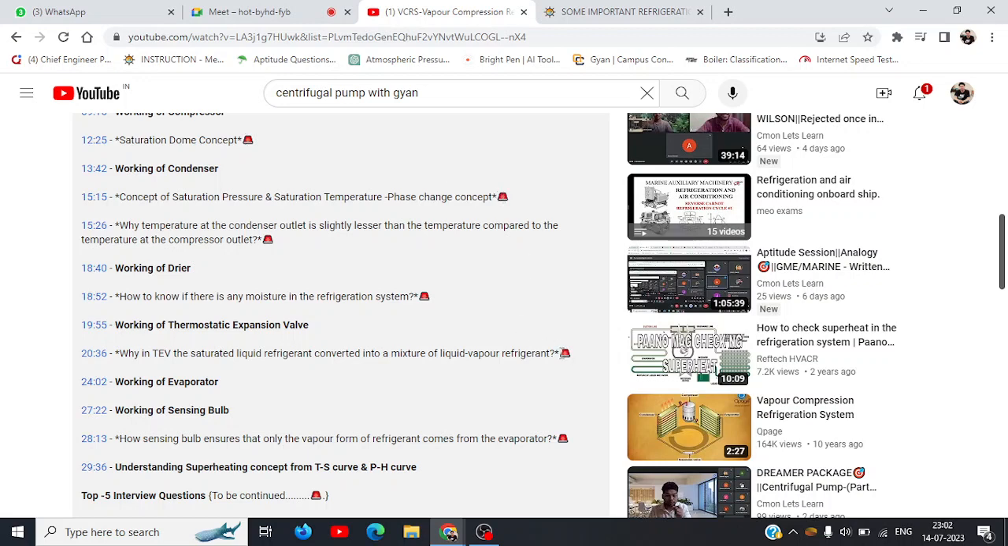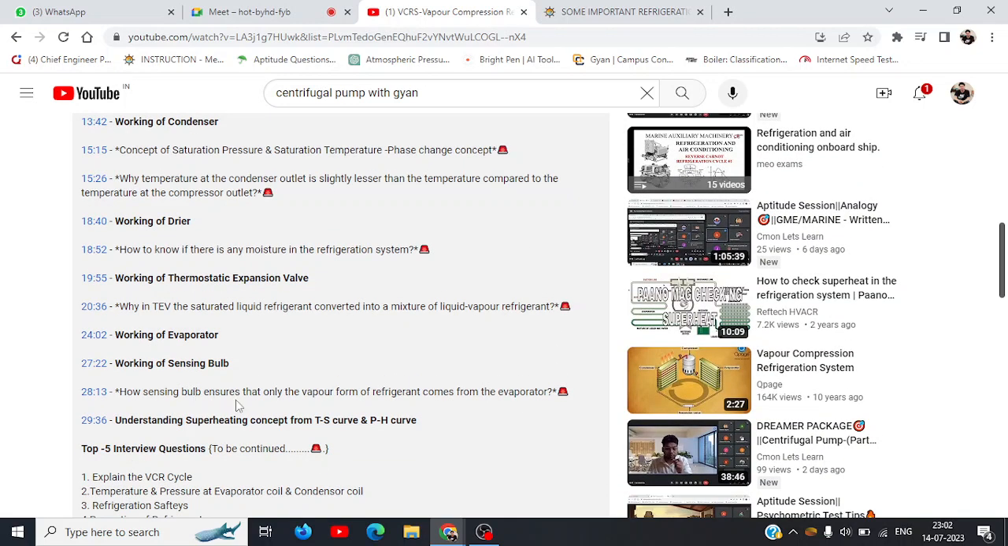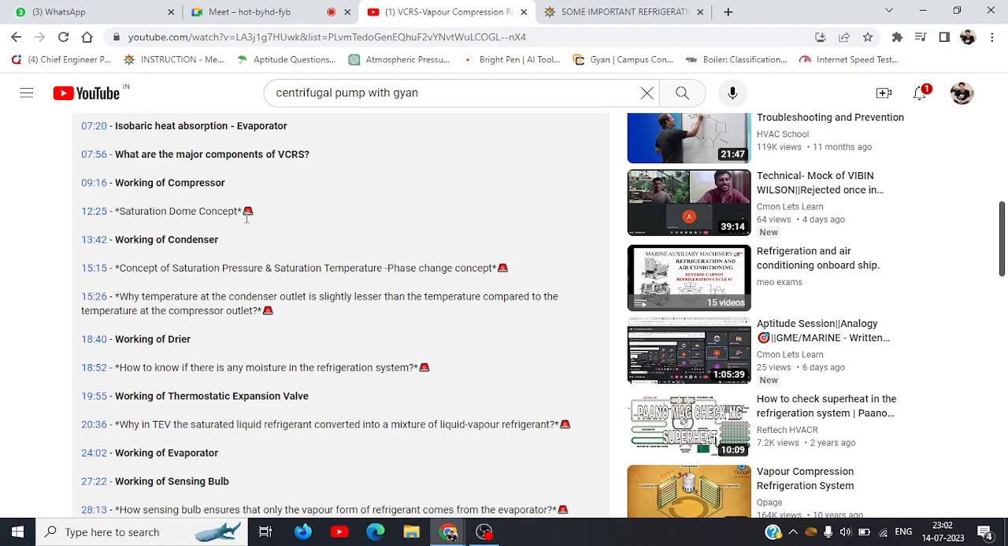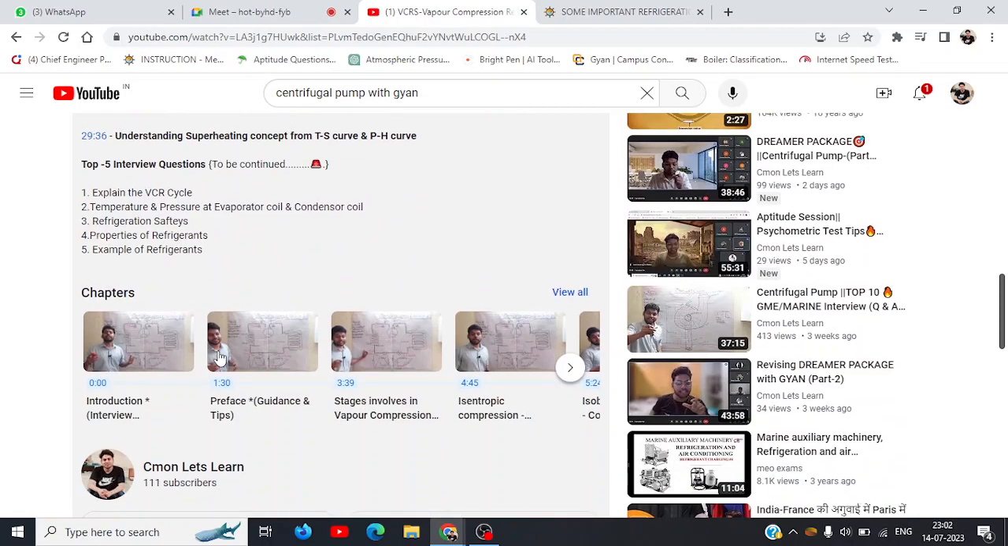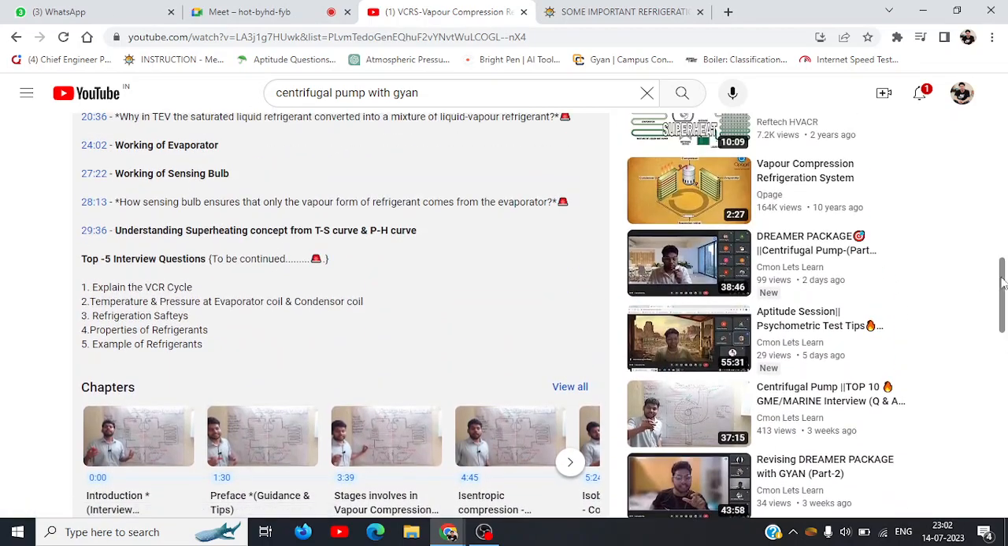Cross questions, guys: how does the sensing bulb ensure, why in a thermostatic expansion valve, and these are the rejection questions. One who was not able to answer these got rejected. So this is why this alarm is here. So this is it, guys.